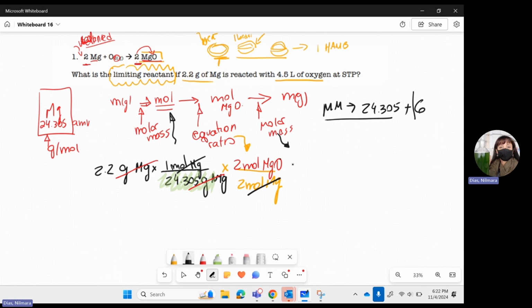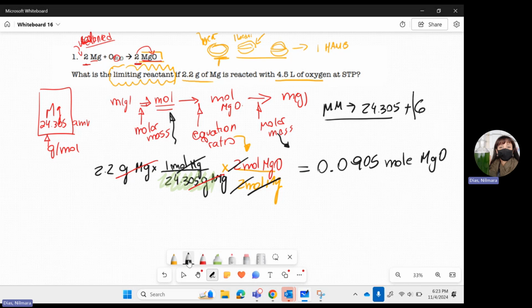Let's go. If I do the math over here, 2.2, I'm going to cancel this with this. So we have 2.2 divided by 24.305, and this is going to give me close to 0.1, right? So I have 0.0905 moles of magnesium oxide.